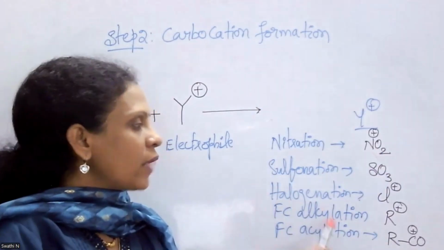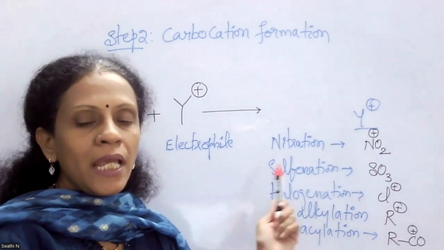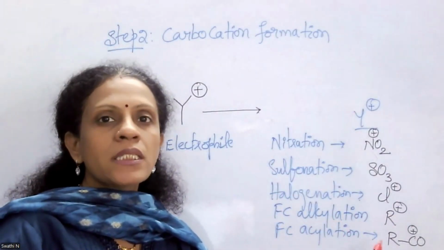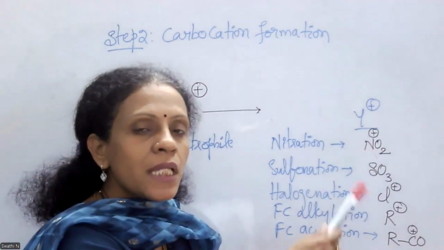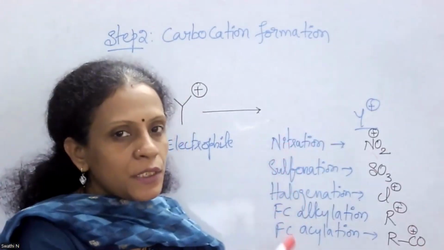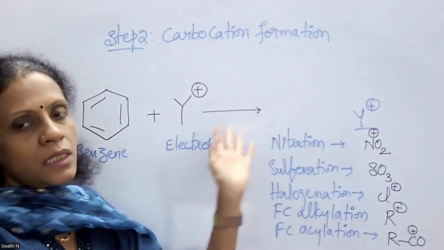Now coming to Friedel-Crafts alkylation, alkyl cations, that is R plus ions, are considered to be electrophiles, and in case of Friedel-Crafts acylation, acylium ion, that is RCO plus ion, will be acting as electrophile. These are the various electrophiles generated during specific aromatic electrophilic substitution reactions of benzene. Now let's see how we can draw the resonance structures for this carbocation.